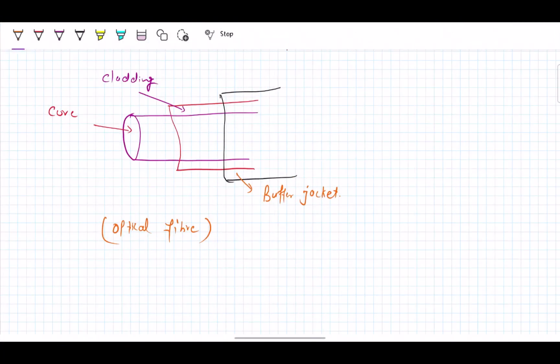Hello everyone. In this video we will discuss optical fibers and their types. Then we will also talk about the acceptance angle, numerical aperture and maximum incident angle. And we will try to solve some numericals as well. So let's start with the basic idea of optical fiber.